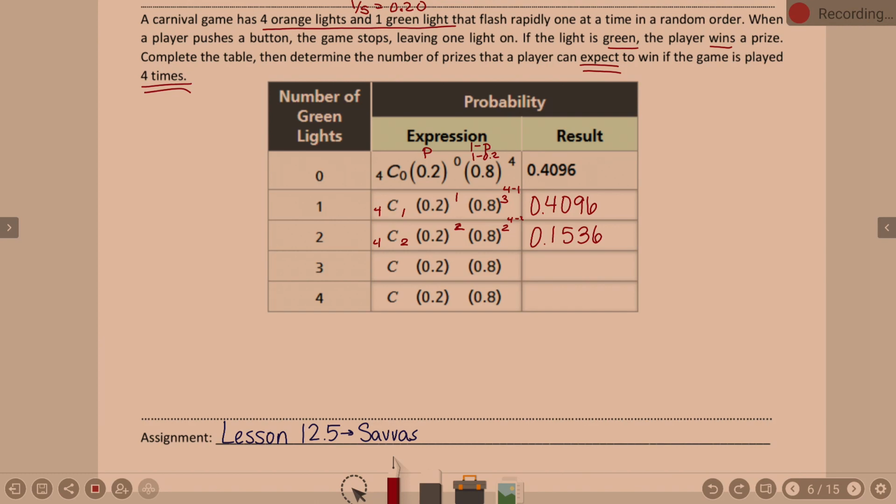Now, out of 4 games, chance of winning 3 games. 2/10 to the 3rd, and 8/10 to the what? The 1st. You're catching on, yes? That's 0.0256. Okay. 4C4, 2/10 to the 4th, and 8/10 to the 0 is 0.0016.